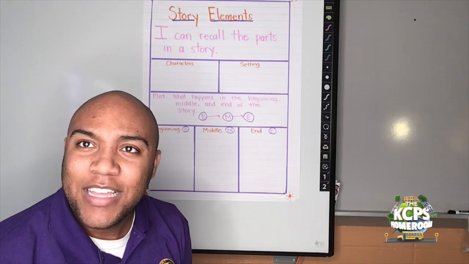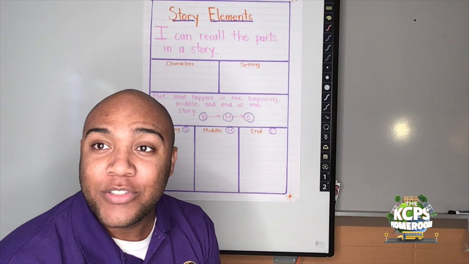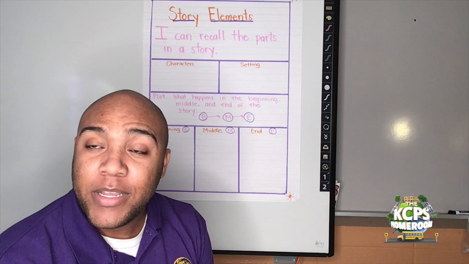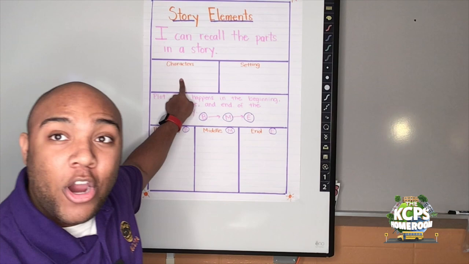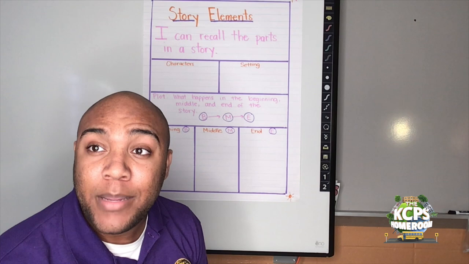Hello, everyone. My name is Mr. Hall, and I'm a teacher at the African Center College Preparatory Academy. Today, we are going to talk about story elements. Story elements are the different parts of a story. We are also going to read the story, Buzzy the Bumblebee, and identify the characters, which are the people or animals in a story. We're going to examine the setting, which is where the story takes place. And we're going to look at the plot, which is the beginning, middle, and end of a story by retelling it. Let's go ahead and get started.